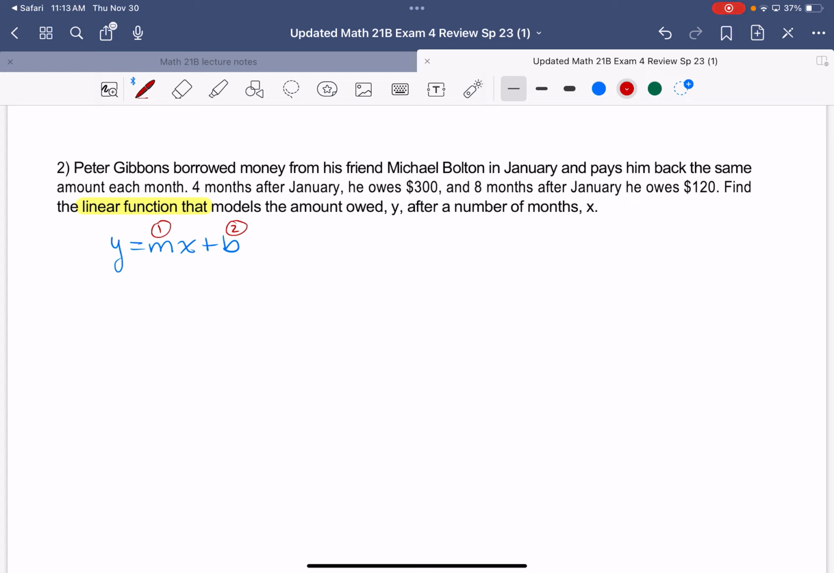Now, how are we going to find it? Well, we're going to utilize the information given. We know that at 4 months, he owed $300, and that at 8 months, he owed $120. Those give us our coordinate points. Remember, our coordinate points are of the form x comma y, right?